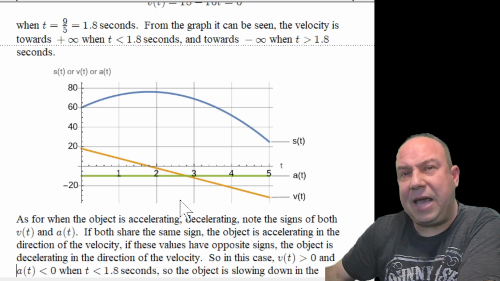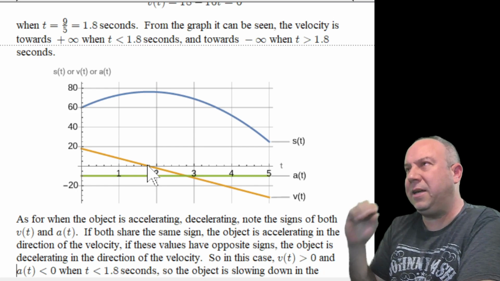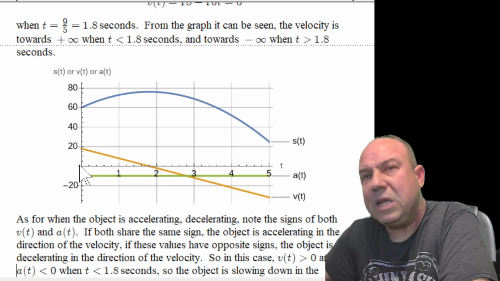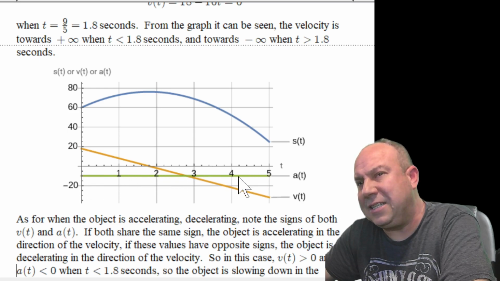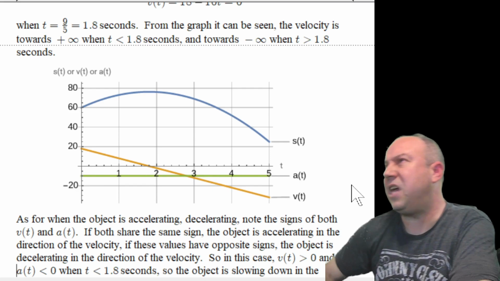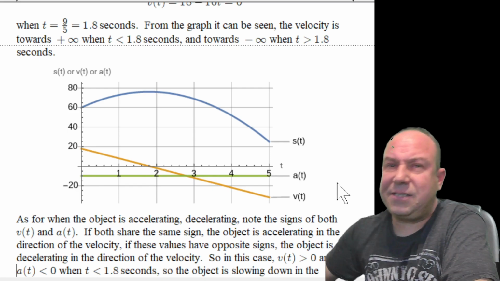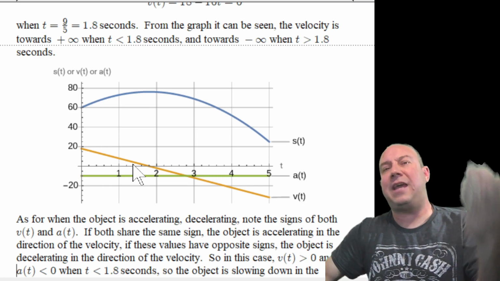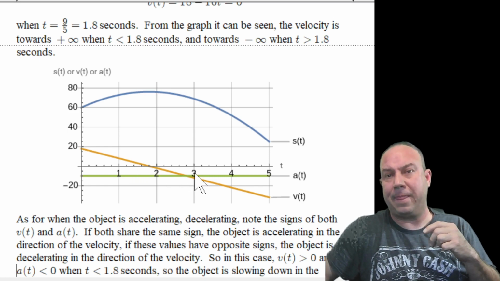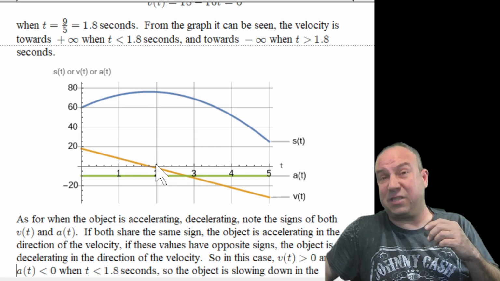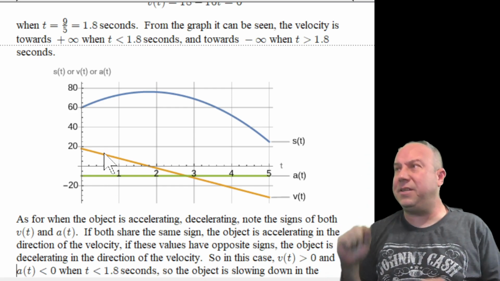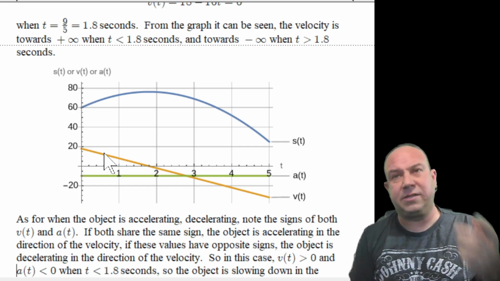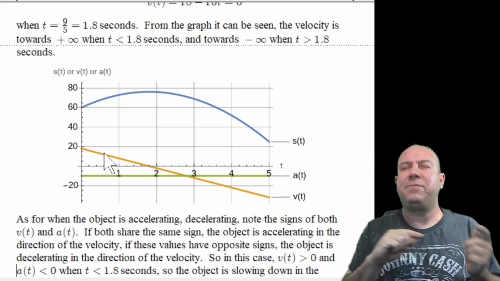And how we determine speeding up versus slowing down is we actually compare the signs of the velocity and the acceleration functions. As we had noted, the acceleration is constantly negative, negative 10. The velocity is positive before 1.8 seconds, and it's negative after 1.8 seconds. So the object is motionless at 1.8 seconds. So when the velocity and acceleration are opposite in sign, when one's positive and one's negative, or one's negative and one's positive, the object is slowing down.